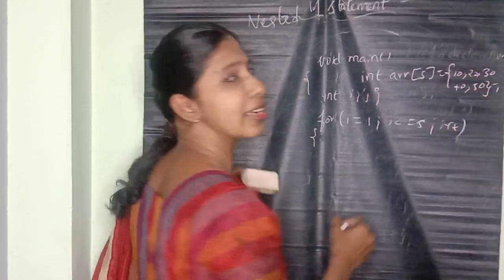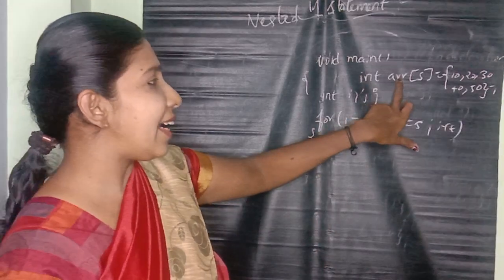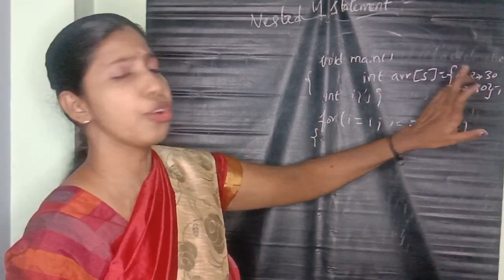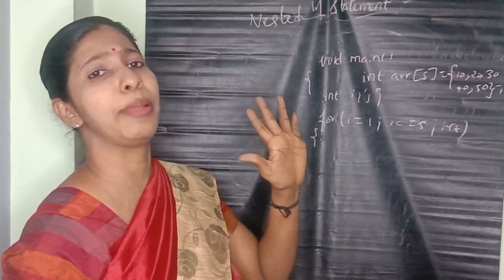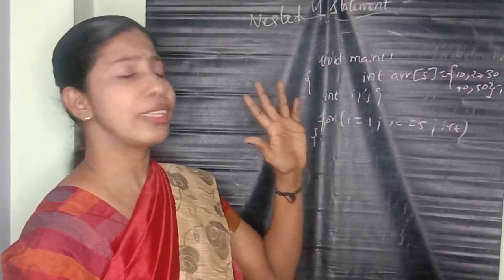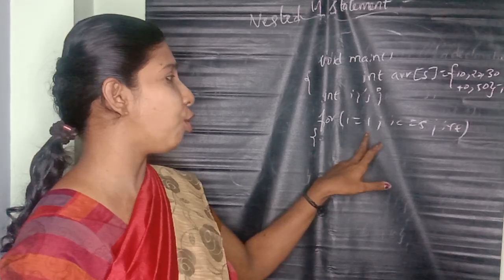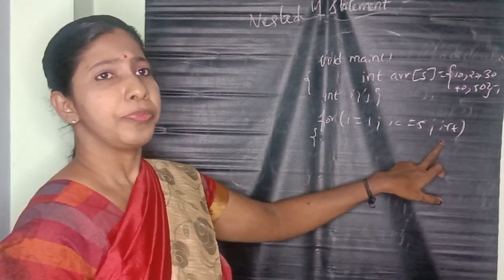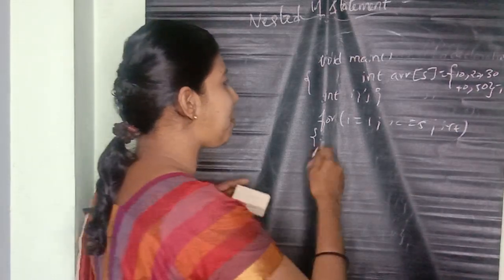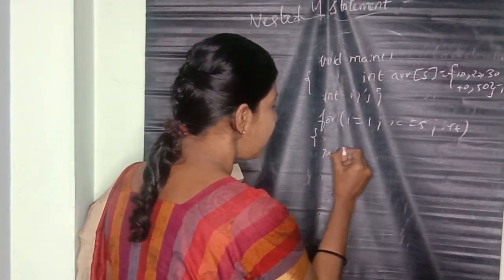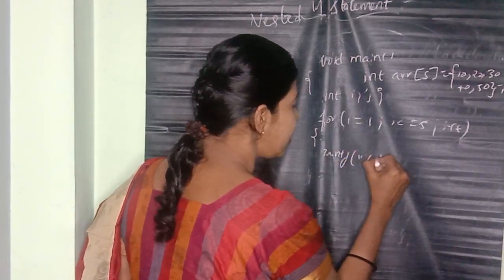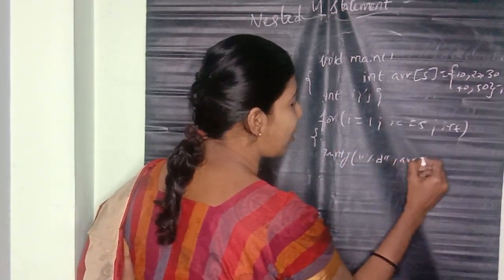Okay. Here the declaration is the array, int array name. This is your size. Size consisting of elements 0, 1, 2, 3, 4. 0 to 4 consists of 5 elements. Make a note of it. Here I am giving the for loop i is equal to 1, i less than or equal to 5, i plus plus. I am printing the array, printf, getting the values, percentage d comma array of i.